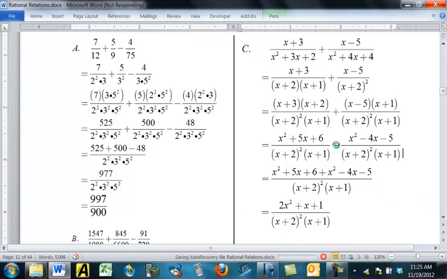If there's a minus here, then we need to distribute. Here we're going to put them together and combine like terms. X squared plus x squared is 2x squared, 5x minus 4x is x, 6 minus 5 is 1. Factor that. That turns out to be prime, at least over the natural numbers. And so there's nothing we can do to cancel. If that would factor and cancel, then you would do that next.